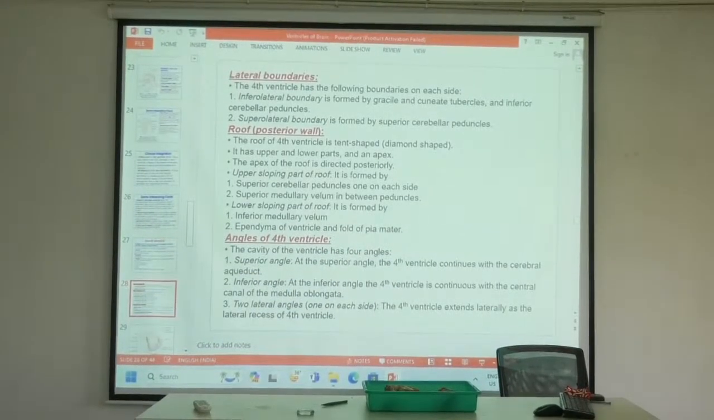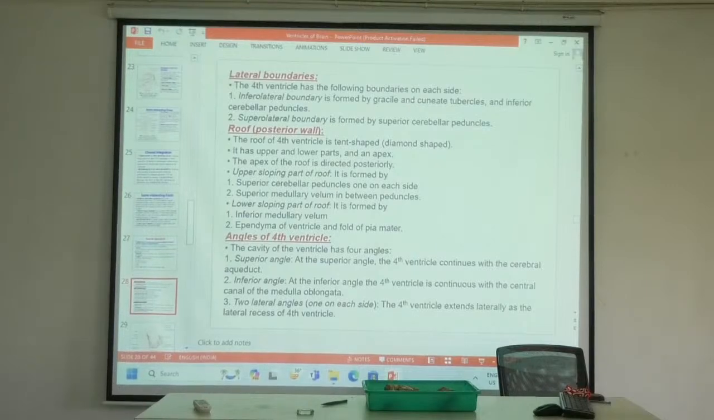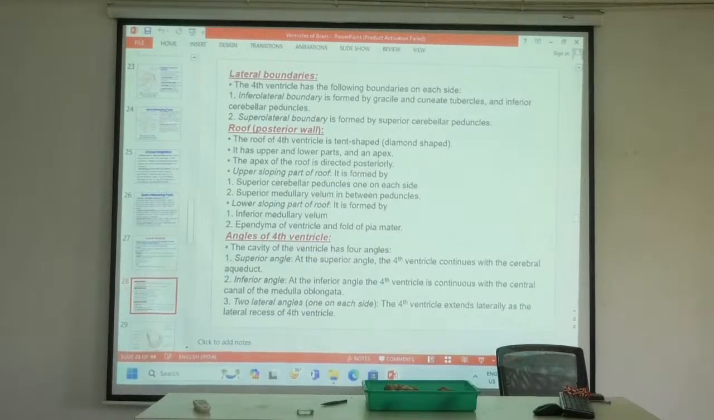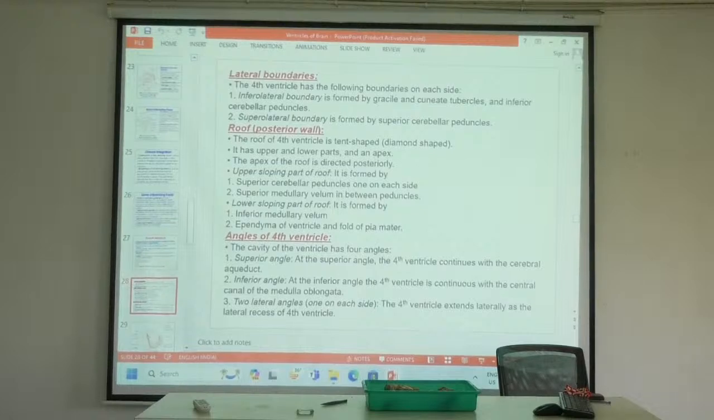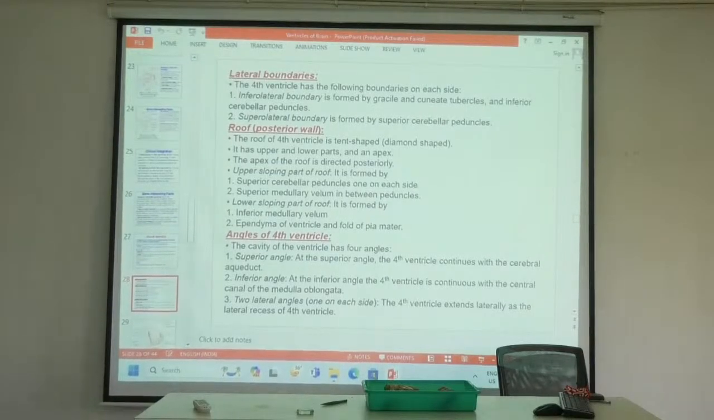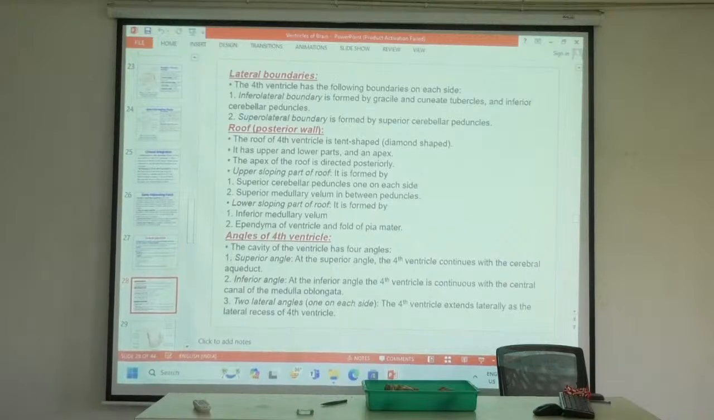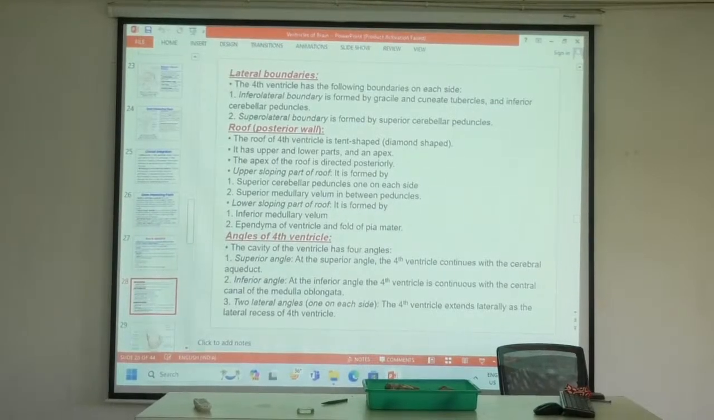First, the lateral boundaries. The fourth ventricle has these structures. Inferolateral boundary is formed by gracile and cuneate tubercles and inferior cerebellar peduncles. Superolateral boundary is formed by the superior cerebellar peduncles. Now the roof and posterior wall.